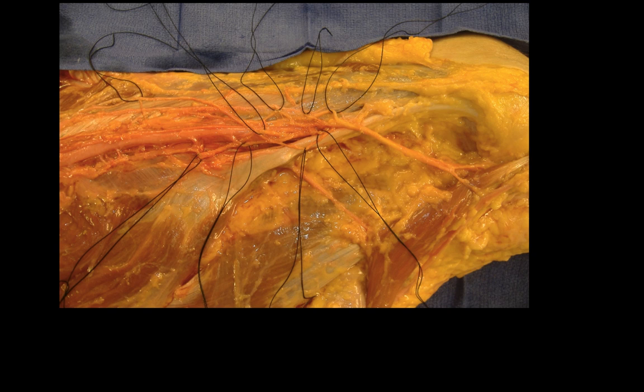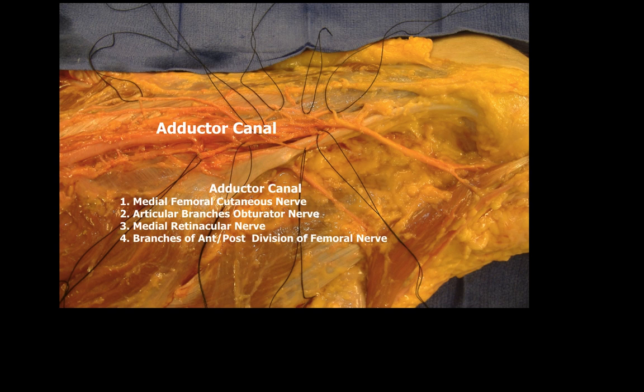This dissection illustrates with suture ties the multiple nerves present in the adductor canal. These nerves include, but are not limited to, the medial femoral cutaneous nerve, the articular branches of the obturator nerve, medial retinacular nerve, and branches from the anterior and posterior divisions of the femoral nerve. Note the position of the saphenous nerve as it passes superficial to the adductor tendon.